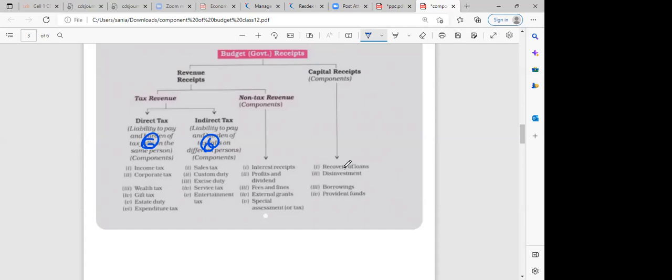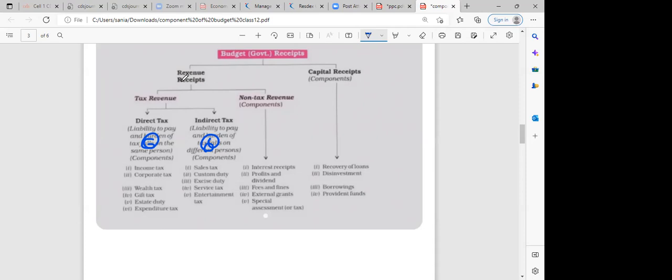And in capital receipt, we have recovery of loans, disinvestment, borrowing, and provident fund, which is known as PF. Okay, so draw the table, and after this table, you will be very clear with the receipt part. Receipt is basically of two types, revenue and capital. In revenue, your assets and liability don't get affected, but in capital receipt, assets and liability get affected.